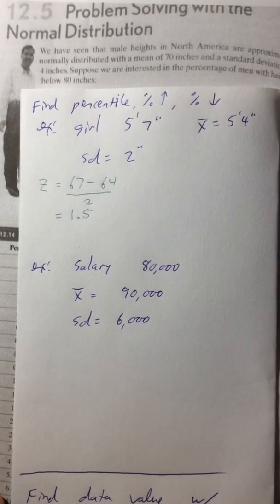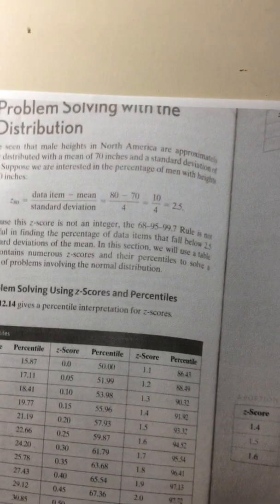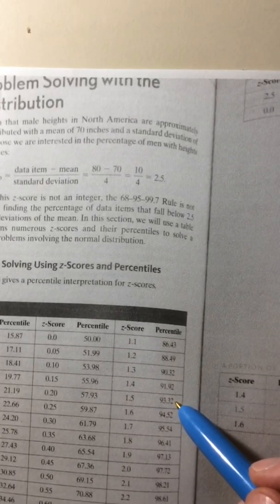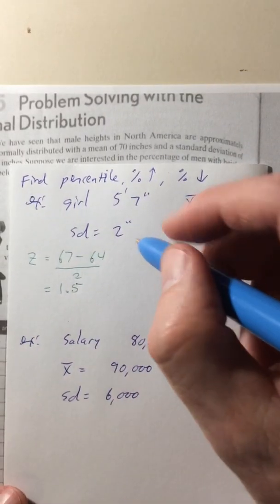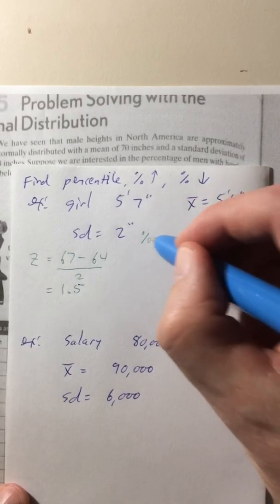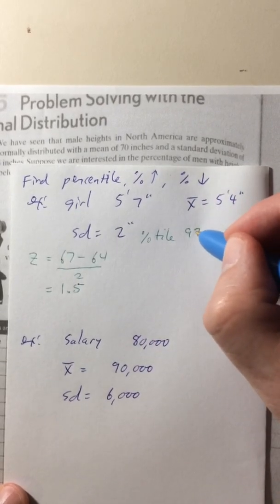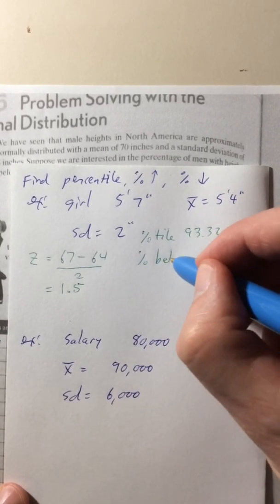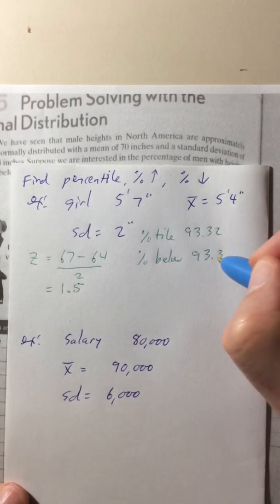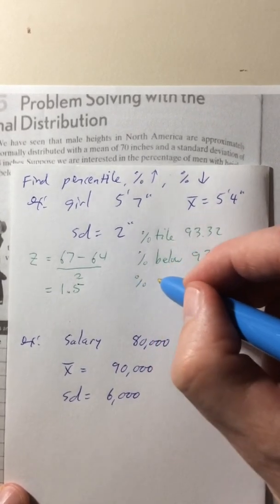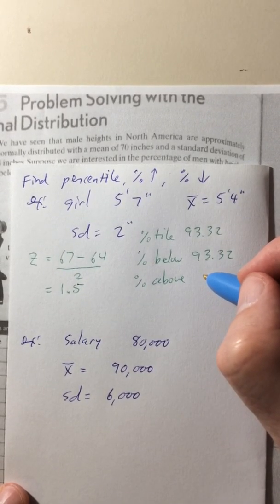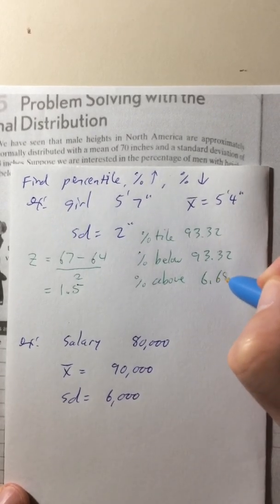So 1.5, we jump into the table to get our percentile from the z-score, and it's right here, 93.32. So percentile, 93.32. What percent is below this? Same thing, 93.32. Percent above, you just subtract from 100 and you get 6.68. 6.68% above.